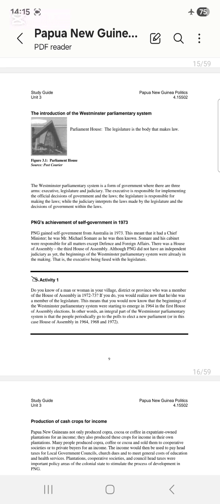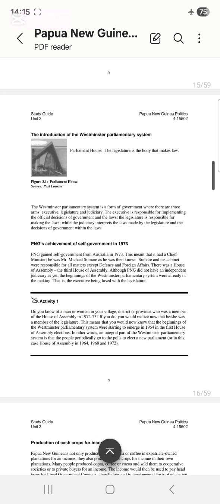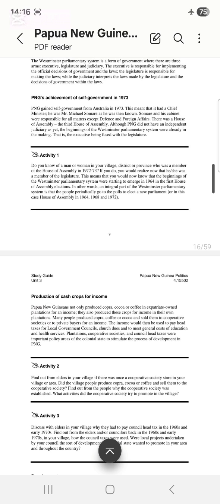So, what the unit tried to say is that colonial administration introduced that Westminster system. And when that Westminster system was introduced, it created these three separate arms of government. And those three separate arms of government are supposed to act and behave independently of each other. And that's all the birth of the Westminster style of government that we have as a result of the colonial administration. Now, secondly, the second heading here, PNG's achievement of self-government in 1972.